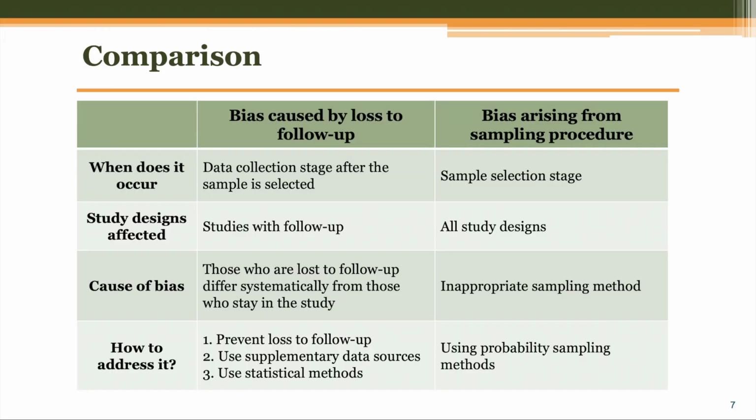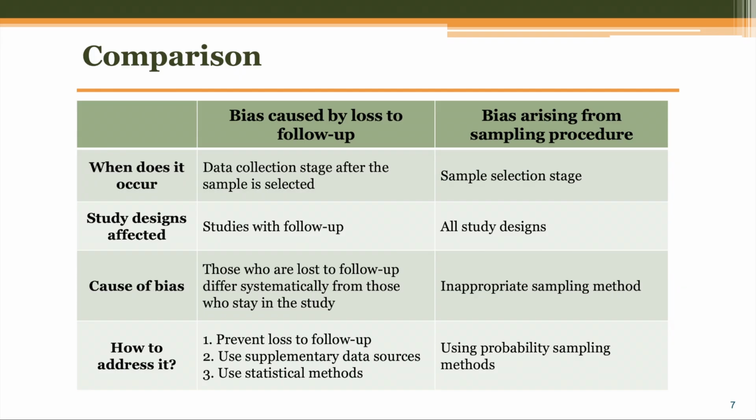Let's wrap up by comparing bias caused by loss to follow-up and bias arising from inappropriate sampling procedure from 4 different perspectives. First, when does it occur? Bias caused by loss to follow-up occurs during the data collection stage, after the sample is selected. In contrast, bias arising from sampling procedure happens during the sample selection stage.